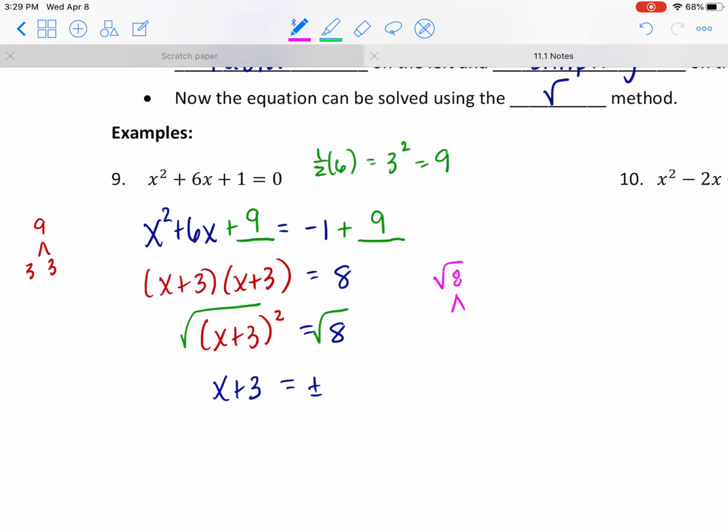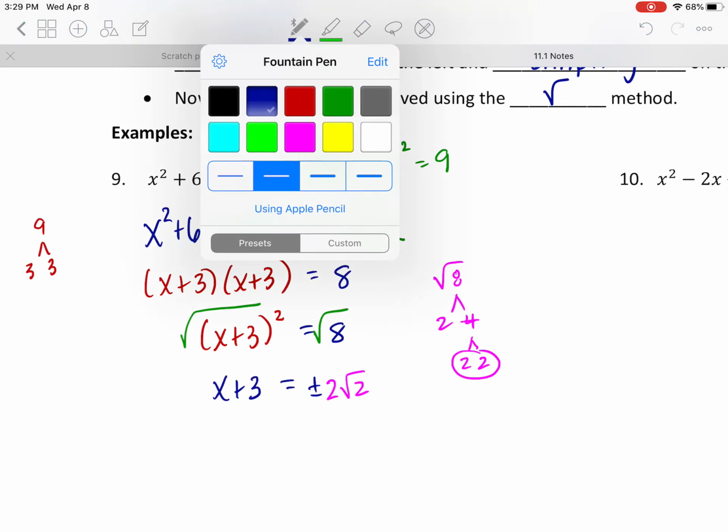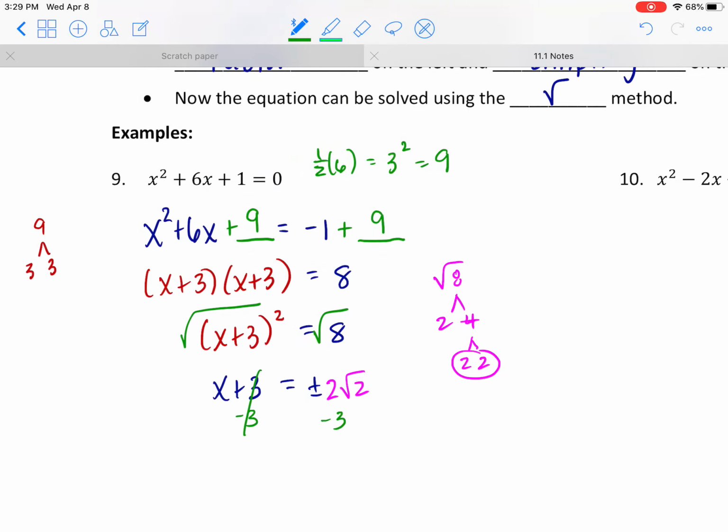So now I can square root both sides. I end up with x plus 3 equal to plus or minus the square root of 8. We're going to break down the square root of 8. It's 2 times 4, which means a 2 can come out, so 2 radical 2. Then we subtract the 3 to get x by itself. And x is going to equal negative 3 plus or minus 2 radical 2, since I can't really combine 3 and 2 radical 2, they stay separate there. And there they are, 2 irrational solutions.